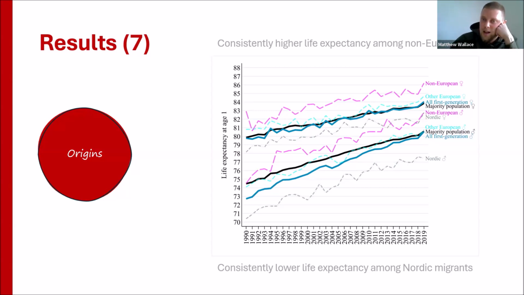And if we take women on the top here, we can see that compared to the majority population, which is in black, non-European migrants have always had higher life expectancy. And although there's some jump and variation over time in the actual value, which is to be expected because the population is a little smaller, the actual magnitude of the difference remains relatively stable over time. And that's also true for Nordic migrants, who have consistently lower life expectancy across this 30-year period than the majority population do. So I think that's really interesting. It's a consistent magnitude and a consistent direction of difference over time, rather than a shift, like an increase or a decrease in the life expectancies of certain groups.